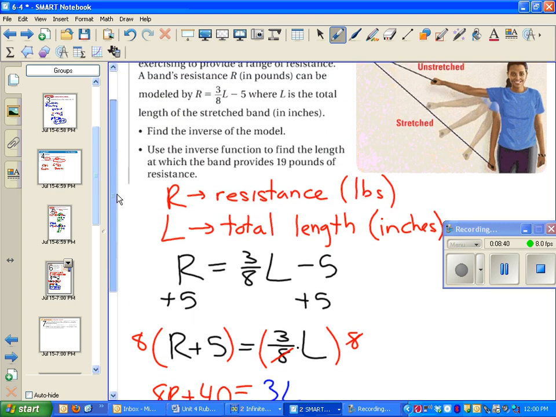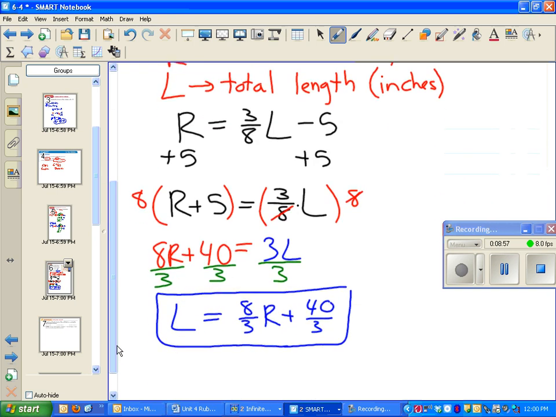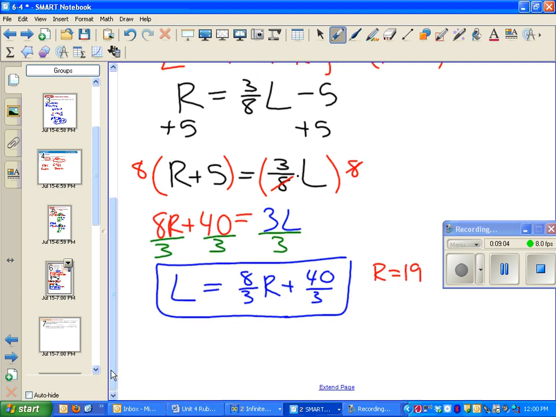All right, so we found the inverse, and now our goal is to use the inverse function to see the length when it provides 19 pounds of resistance. So 19 is going in for R. So I use my inverse function, where R is equal to 19. Okay. So we have the length is equal to 8/3 times 19 over 1 plus 40/3.